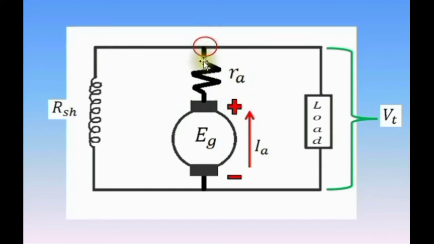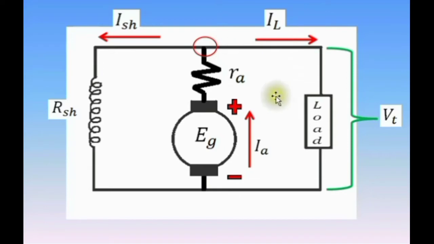Then at this node, it is divided into two currents. One current goes to the shunt field winding, which is the field current or the shunt field current. The other current will flow to the load, which is the load current or the line current, indicated as IL. That's when the generator has a load.